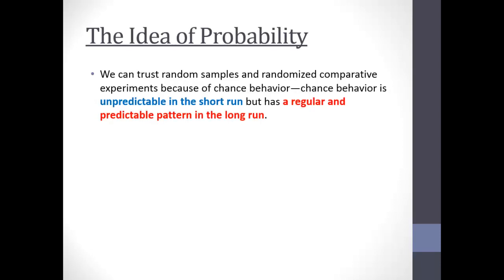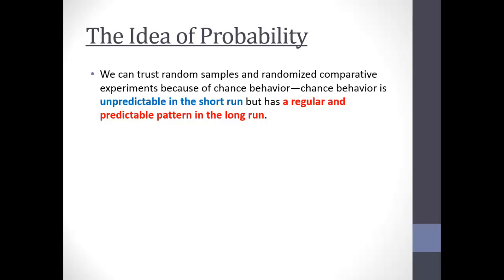Okay, so the basic idea of probability here, and this should be back on track with your notes, is why we want random sampling and why we talked about randomized comparative experiments, which is just where we randomize who gets what treatment. The idea is that we have this chance behavior going on, the impersonal chance that we talked about before, which is unpredictable in the short run, but has a regular and predictable pattern in the long run.